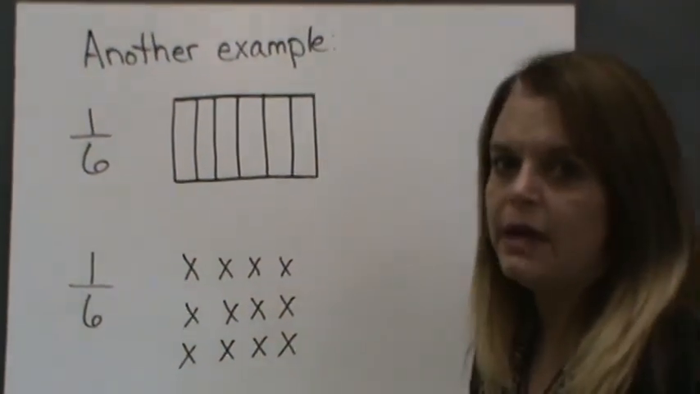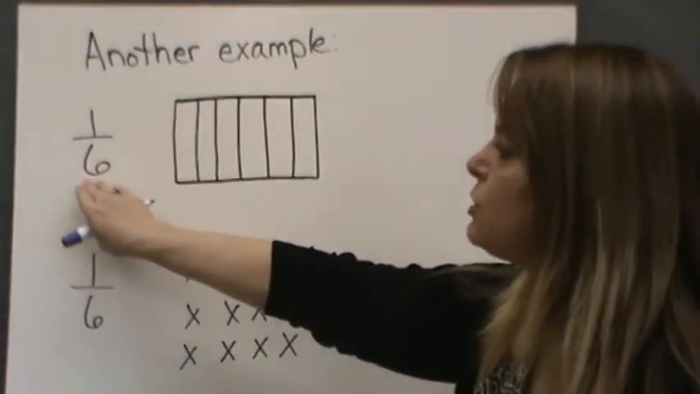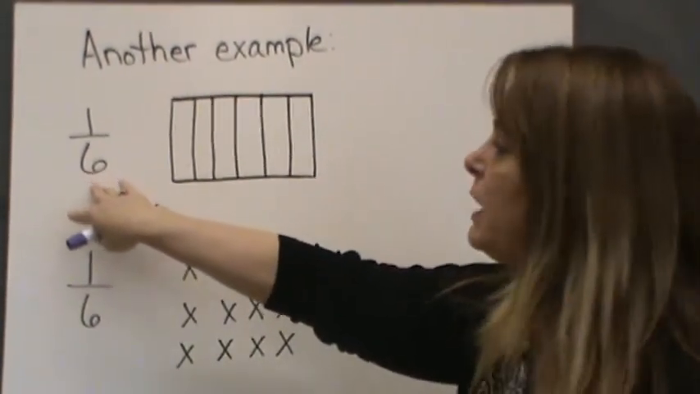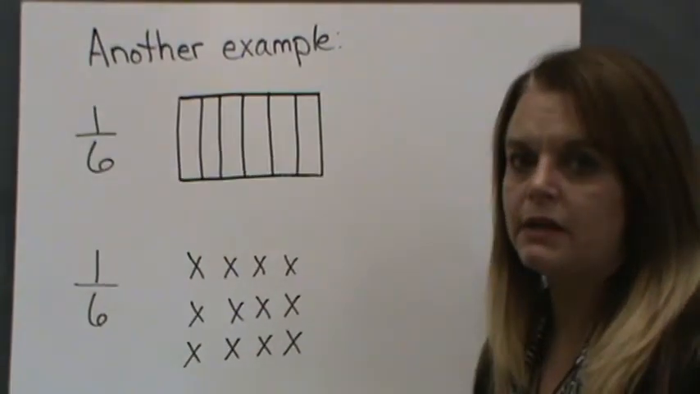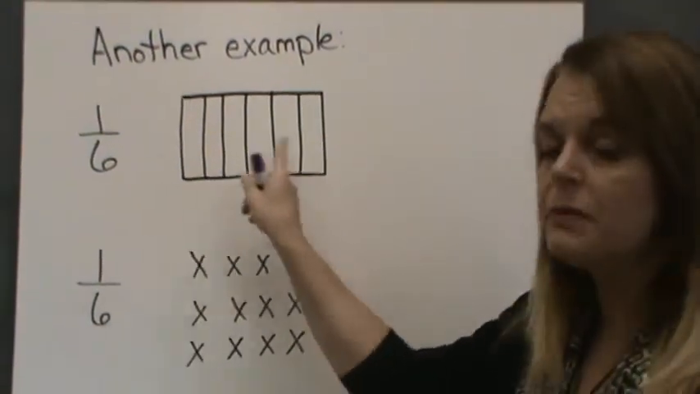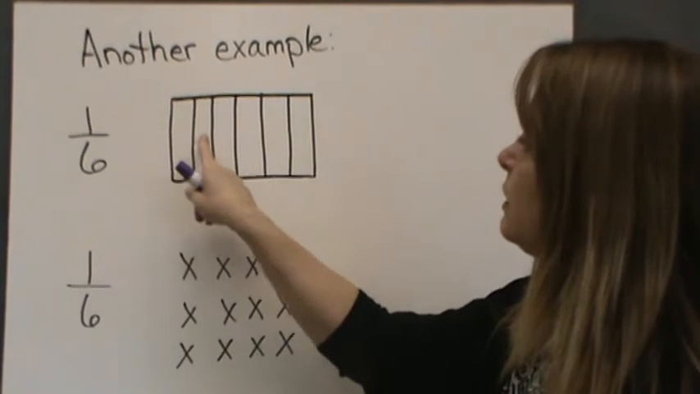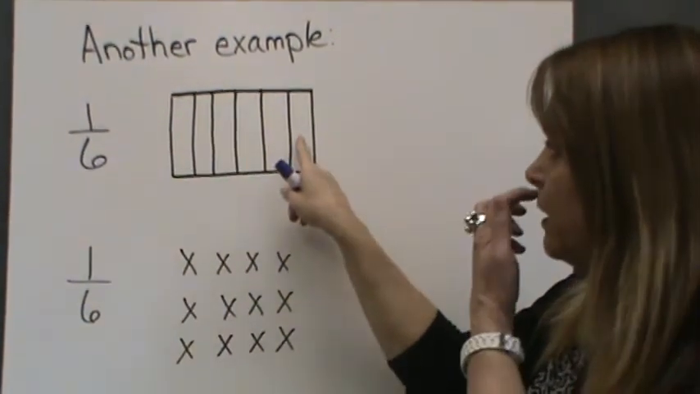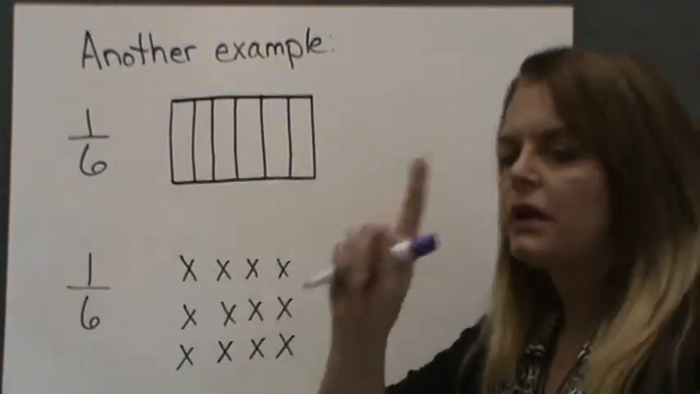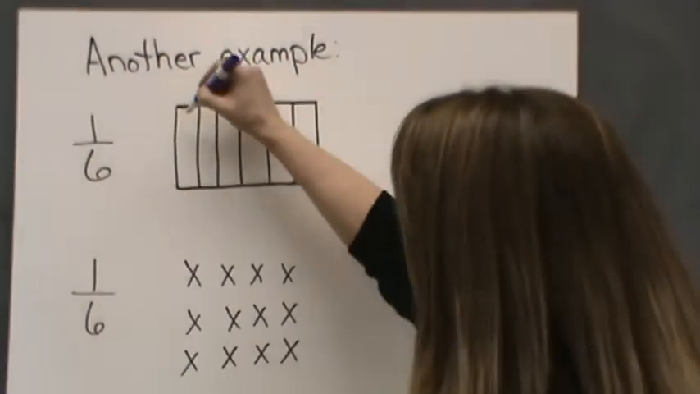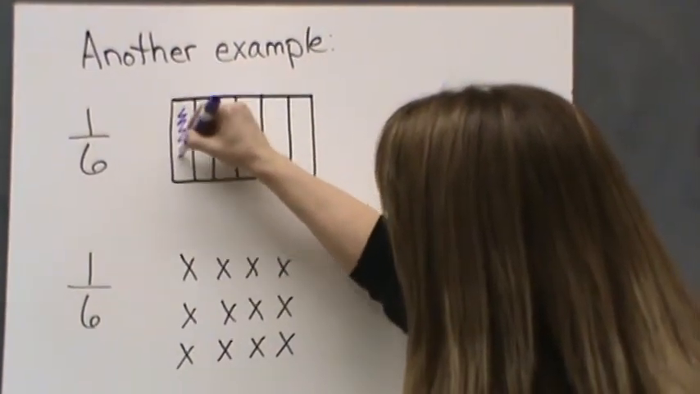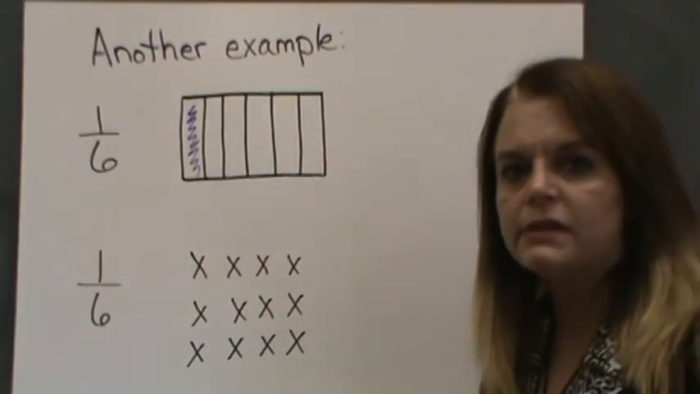Here's another example. This time I'm talking about sixths. How many sixths? I want to talk about 1 of the sixths. So first I have to make sure I have 6 over here. 1, 2, 3, 4, 5, and 6. And I want to know about 1 of them. Well, that's easy enough. I'm going to shade in 1 of the 6.